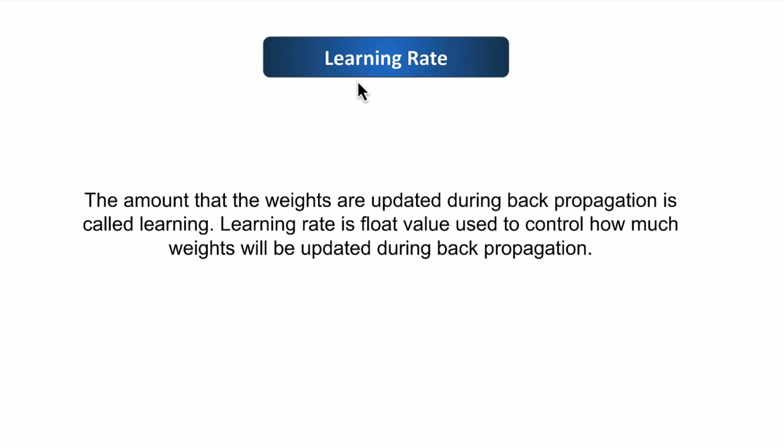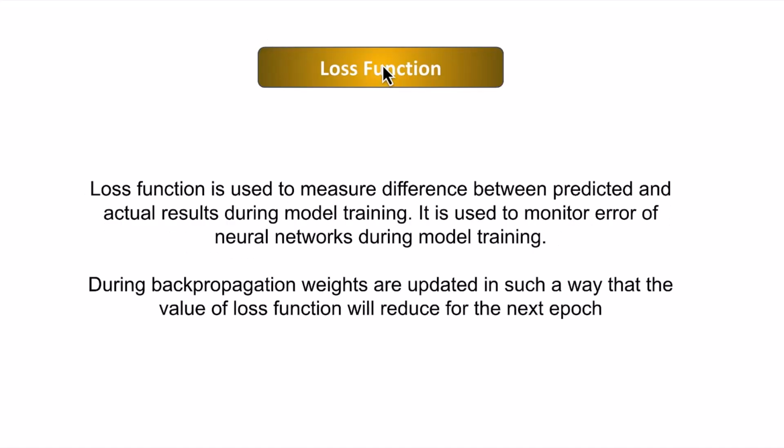So during our model training process, you are also going to set the value for this learning rate. And after this learning rate, the next thing is the loss function. So loss function is used to measure difference between predicted and actual results during model training. And it is used to monitor error of neural network during model training.